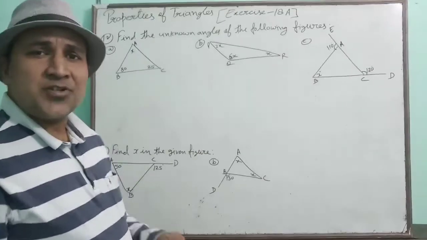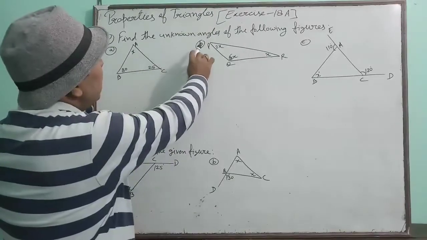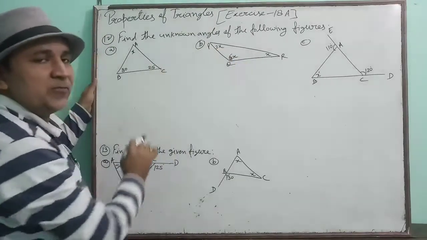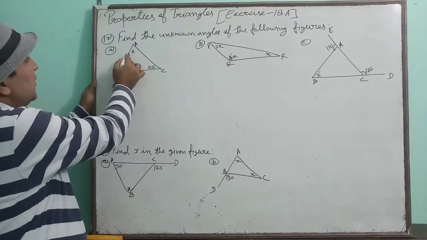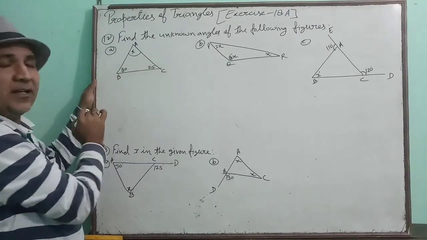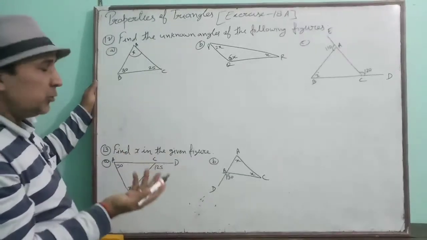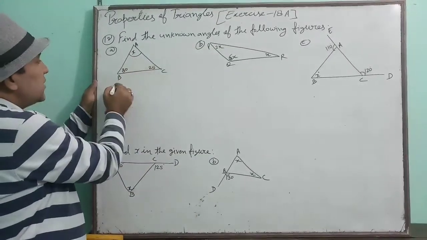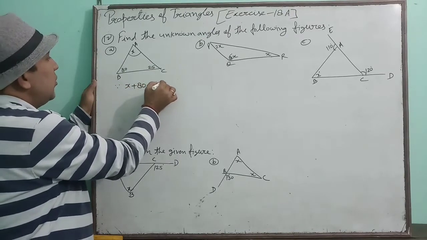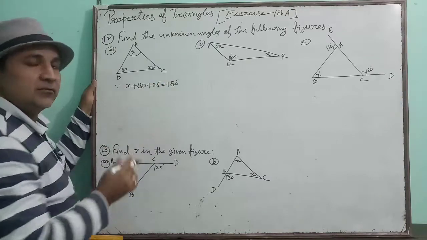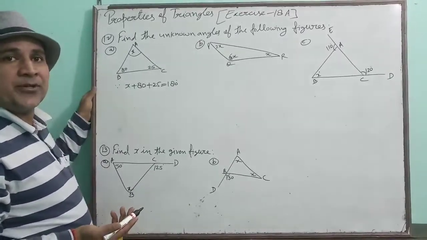Okay, children, now see question number 12 and 13. Question number 12. Find the unknown angles of the following figures. See, children, in the first figure, this A is the unknown angle. I hope it's very easy. We know that in a triangle, the sum of the angles is always equal to 180 degree. This property we know. This is called the angle sum property.